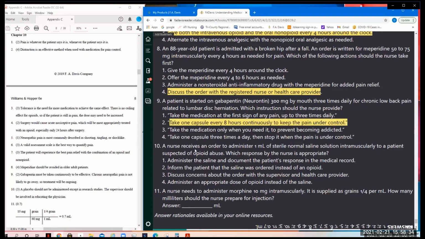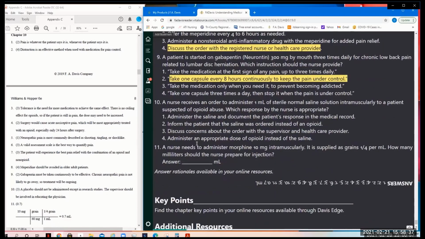Number 10, a nurse receives an order to administer 1 milliliter of sterile normal saline solution intramuscularly to a patient suspected of opioid abuse. Which response by the nurse is appropriate? 1, administer the saline and document the patient's response in the medical record. 2, inform the patient that the saline was ordered instead of an opioid. 3, discuss concerns about the order with the supervisor and healthcare provider. Or 4, administer an appropriate dose of opioid instead of the saline.